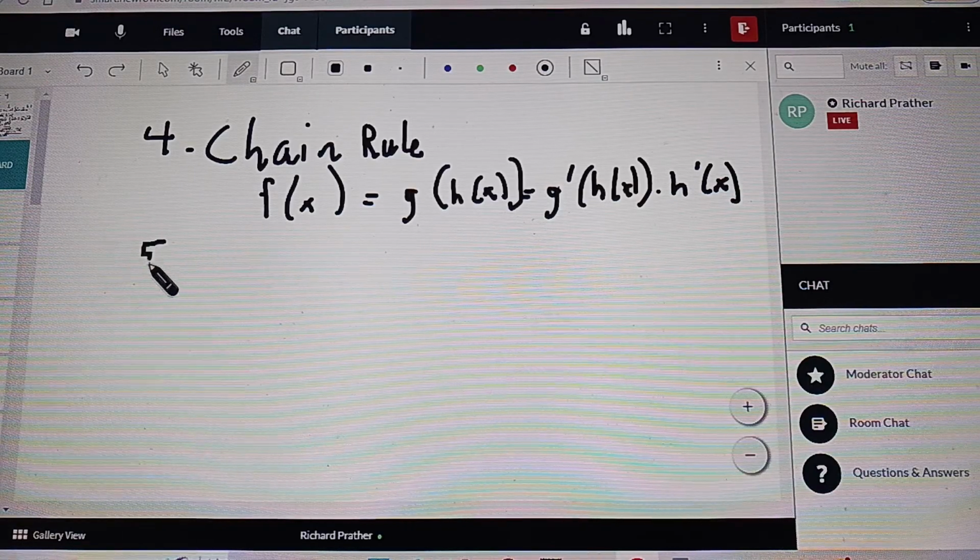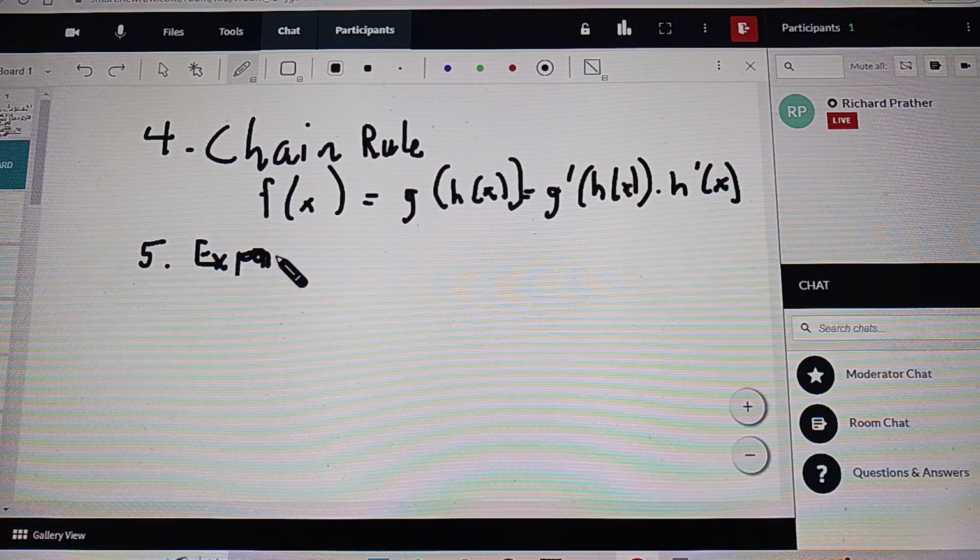So next up are exponentials, and then next video we'll do logs. Exponentials are probably the easiest rule of them all.